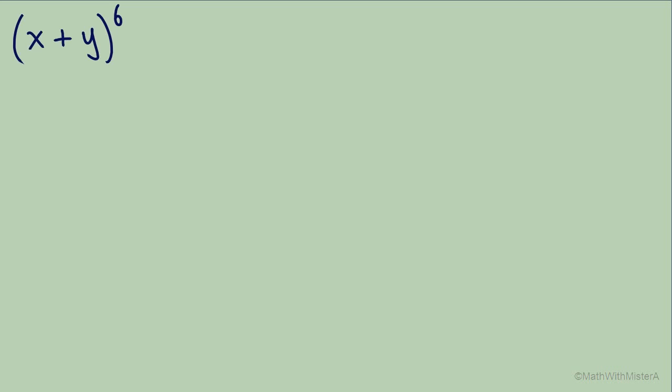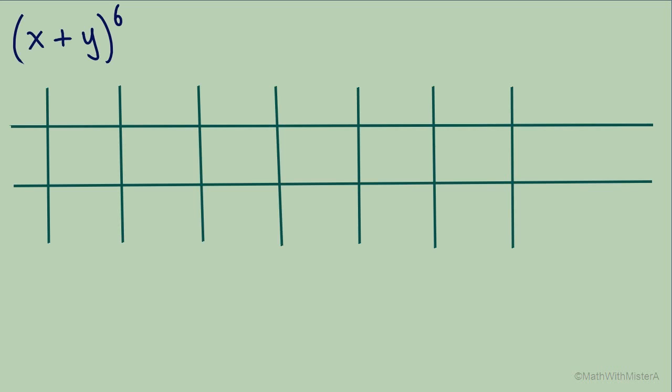We'll take for our first example x plus y to the sixth. I have a table that I like to use just to stay organized with these problems. What I need to know about this table is that it will always have three rows: a row for the coefficient, a row for the first term, what happens when we do x to some power, and a row for the second term. So coefficients up top, then our first term, and then the second term.